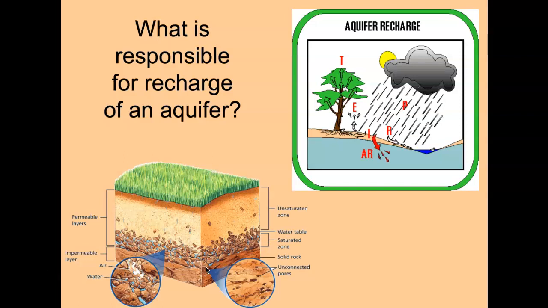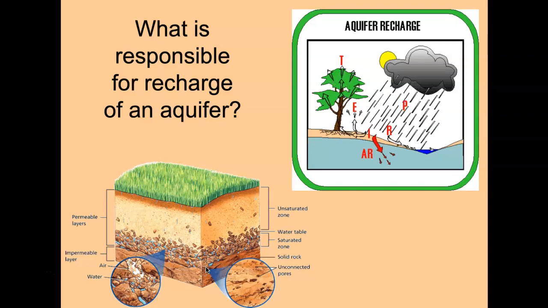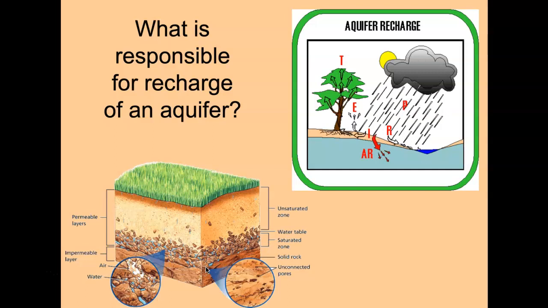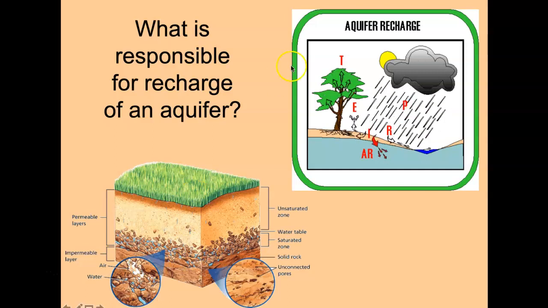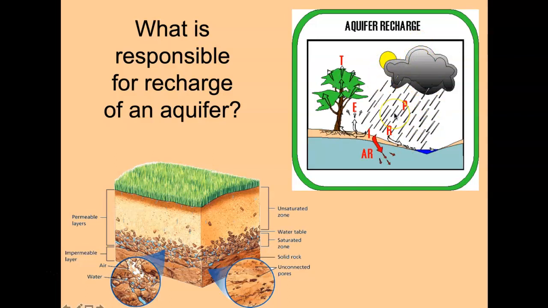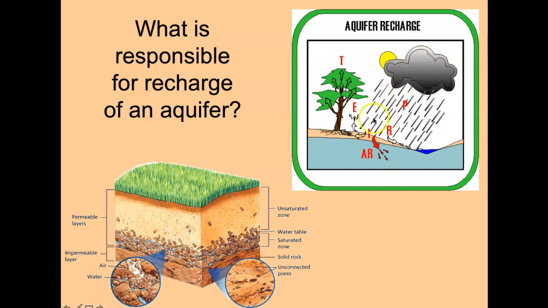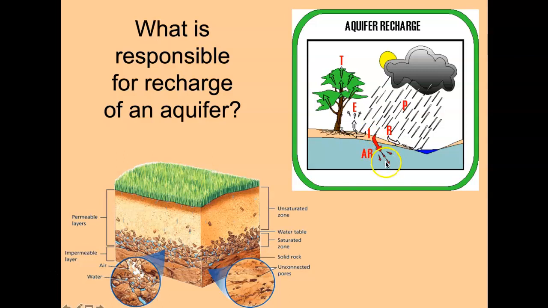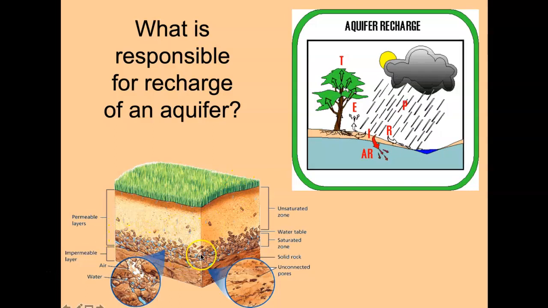So looking at this aquifer, what's the mechanism responsible for getting more water into the aquifer, for recharge occurring? If you look at this little animation here, well, what's taking place? It's raining. So as it rains, that water will then infiltrate down into the ground, and that is responsible for this aquifer recharge. So the way that you get more water in the aquifer is going to be rain.